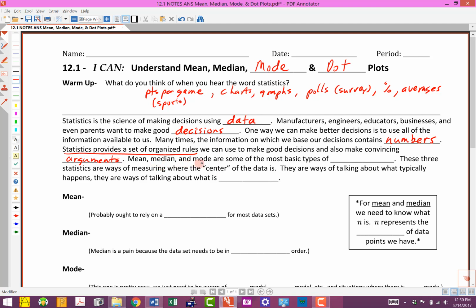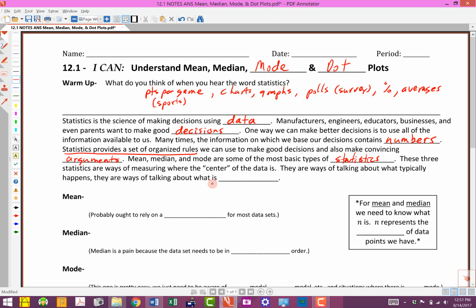So mean, median, and mode are some of the most basic type of statistics. Statistics. Sometimes hard to spell and sometimes hard to say. Okay, these three statistics are ways of measuring where the center of the data is. So we're going to look at some data sets. We're going to look at some information. These numbers could represent grades or dollar amounts or different things like that. And a lot of times what we're interested in is, on average, what happens? Where's the center of this data? Okay, so there are ways of talking about what typically happens.